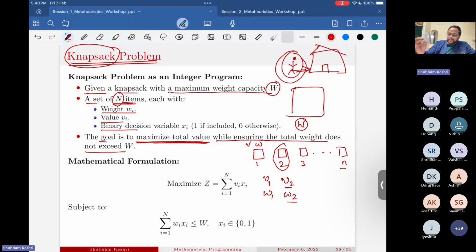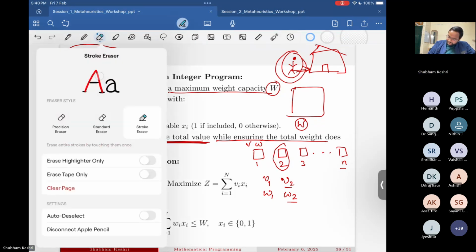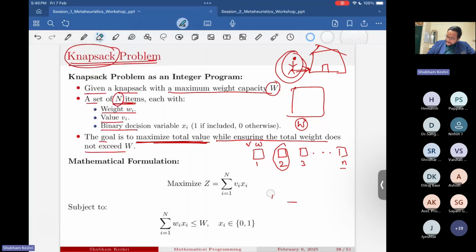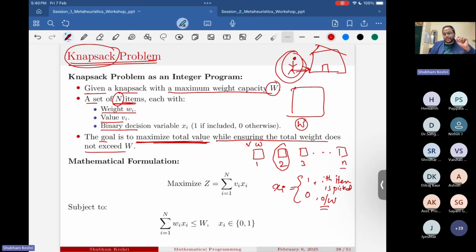What we will do is assume a variable xi. What is this xi? It takes 1 and 0, so it is a binary variable. It can either take a value of 1 or a value of 0. It will take value 1 if the ith item is picked and 0 otherwise. So if item I is picked, xi will take 1, and if item I is not picked, then it will take value 0. So this variable is an indicator variable. It indicates whether item I has been picked or not.